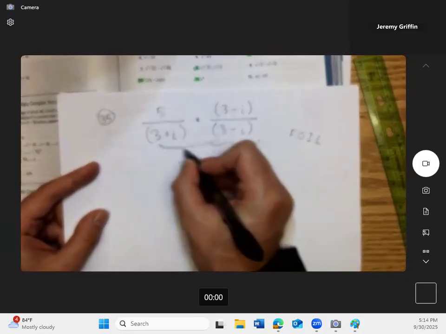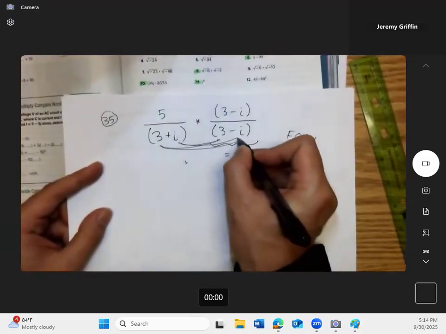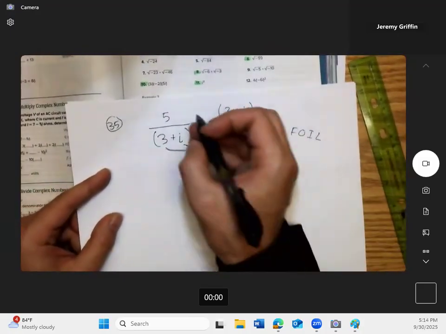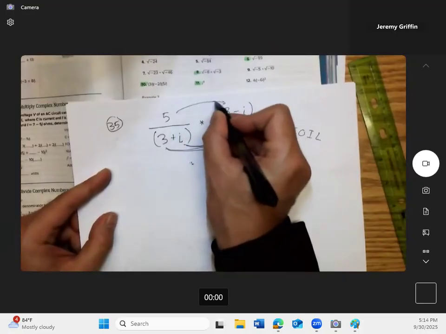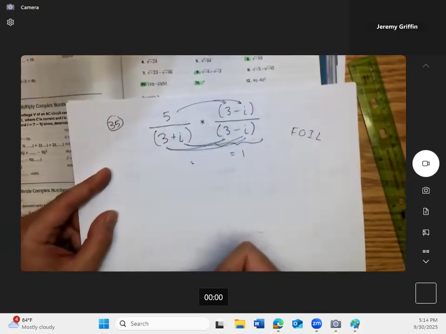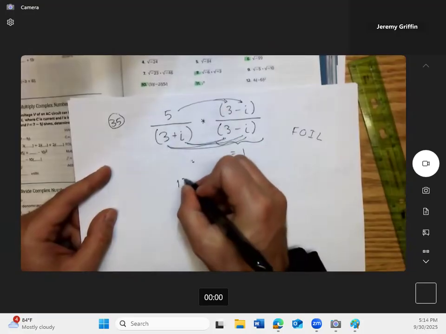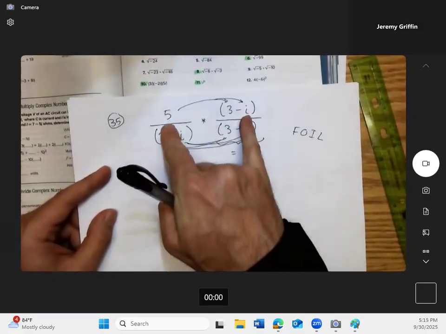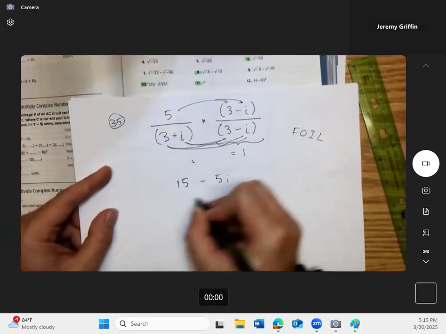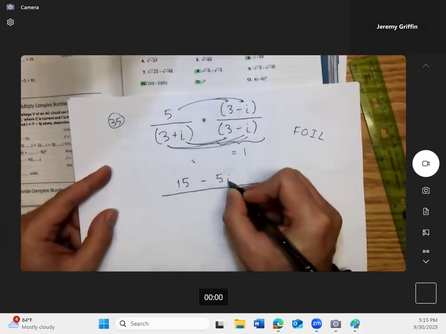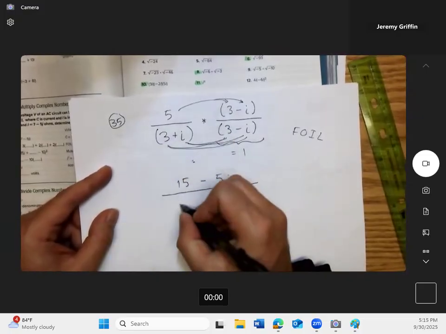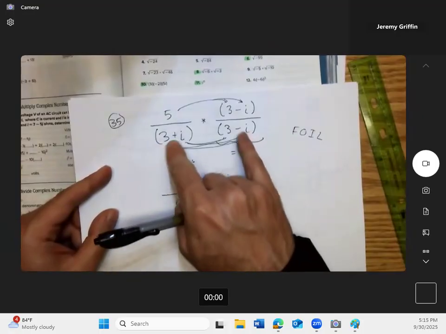So the denominator, I do have to FOIL, F-O-I-L. First, outside, inside, last. Okay? And the numerator can more simply use classical distribution. So 5 times 3 is 15 minus 5i in the numerator. And denominator, so you got 9 minus 3i plus 3i.